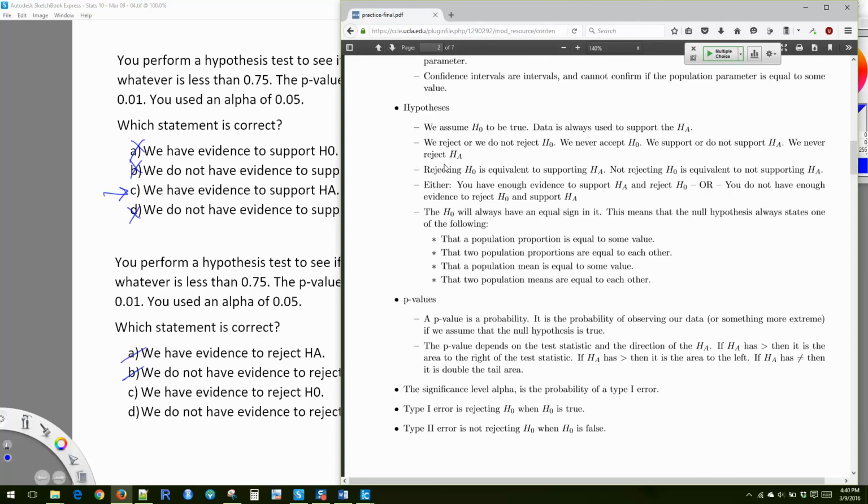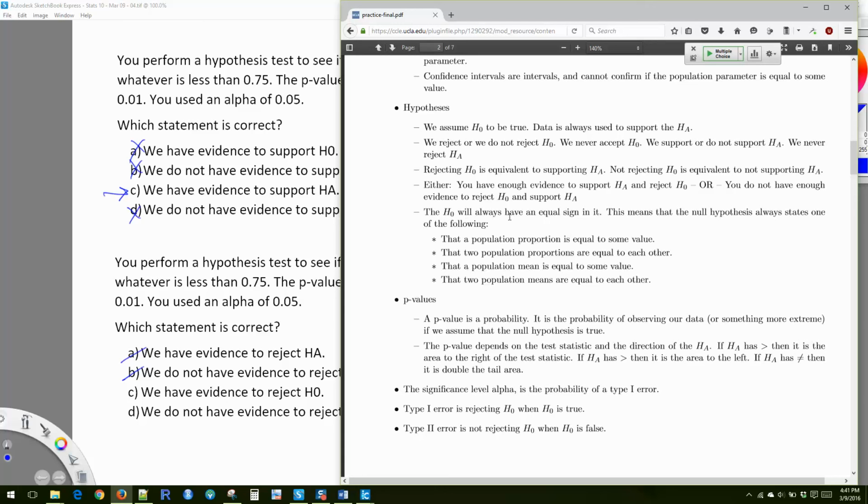Rejecting the null is equivalent to supporting the alternative. Not rejecting the null is equivalent to not supporting the alternative. So you either have enough evidence to support the alternative and reject the null, or you don't have that.